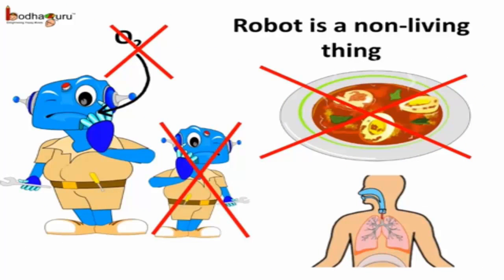A robot can move and may also look like a human being, but it doesn't need to eat food as it runs on electricity or on battery. It also doesn't need to breathe like us or other living organisms. So it's a non-living thing. Hence, a robot cannot give birth to a baby robot, as only living things can reproduce.